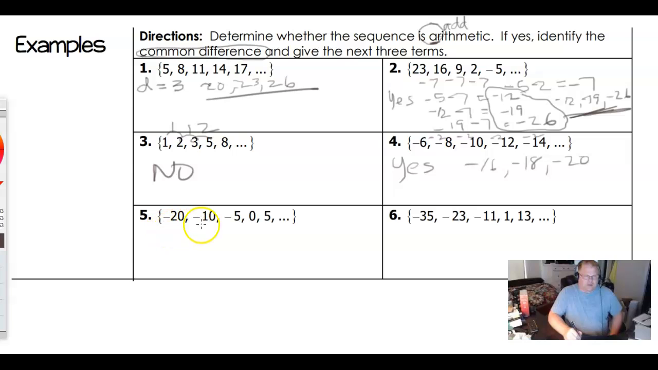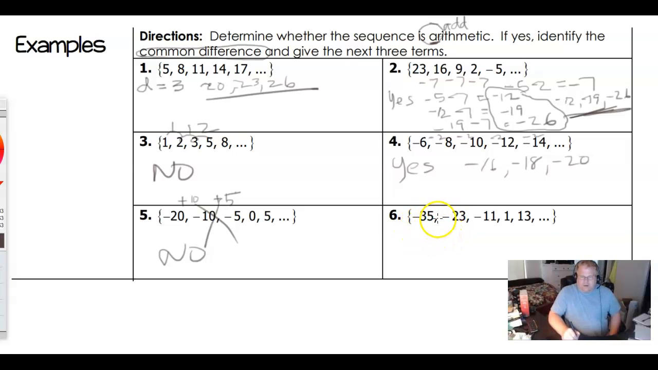Alright, so can I tell what's going on here? This one looks like I'm going up 10. Negative 20 to negative 10 is going up 10. This is going up 15, looks like. No, up 5, excuse me. Up 5, so that's automatically out. So we write no.